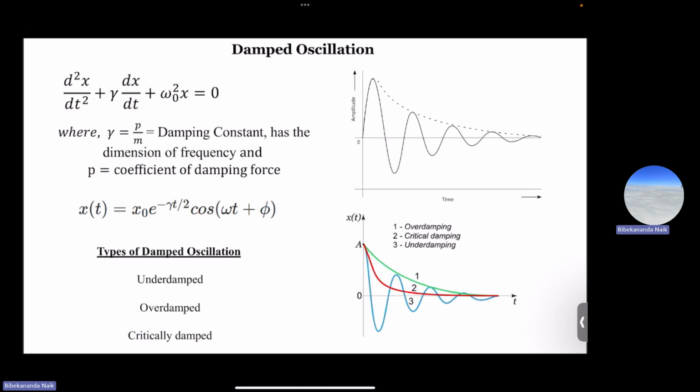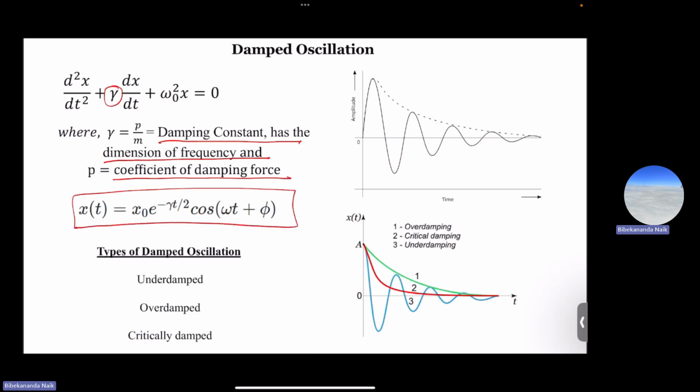However, in case of damped oscillation, there is an additional term where this gamma is present. This gamma is b by m, which is called the damping constant, and it has the dimension of frequency, and b is called the coefficient of damping force. If you solve it, the position will come out to be x0 e to the power minus gamma t by 2 cos omega t plus phi, where this is the damping term.